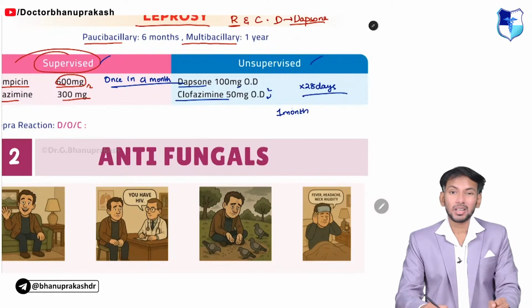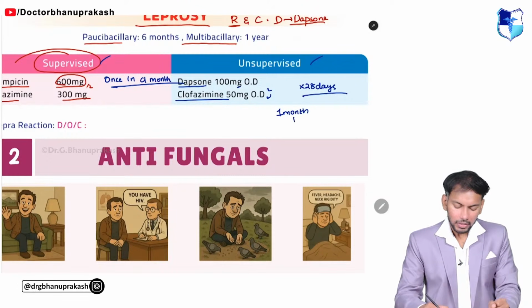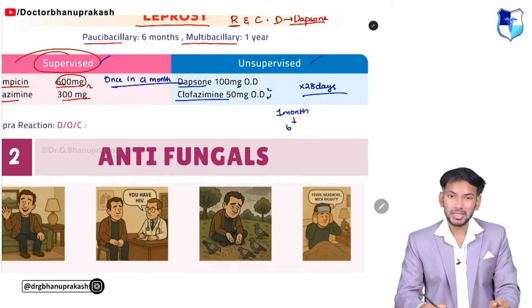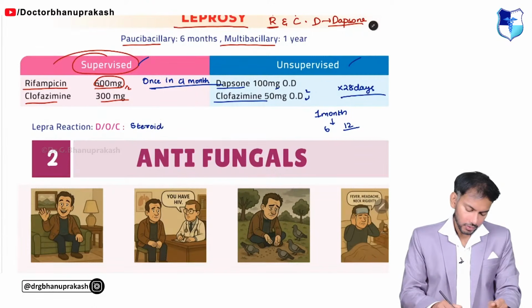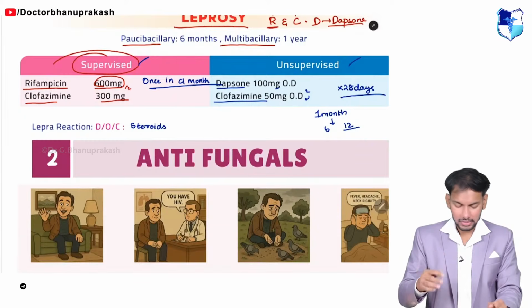Now if a person is having paucibacillary, he should do it for 6 months. If a person is having multibacillary, he should do it for 12 months. That's all. Now what is the drug of choice for lepra reaction? These are steroids. That's all. Now coming to the fungals, antifungals.